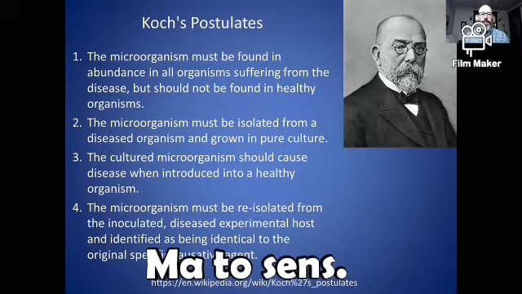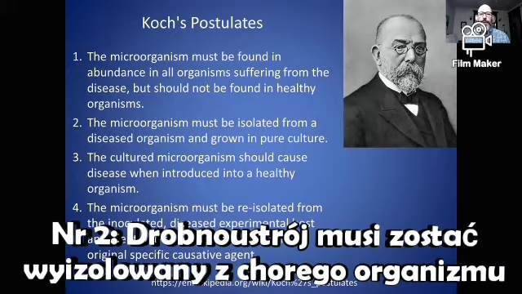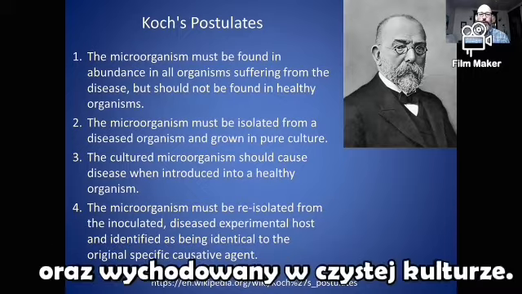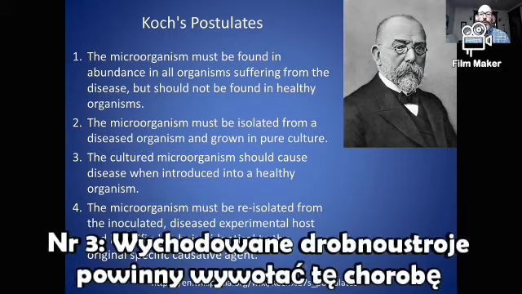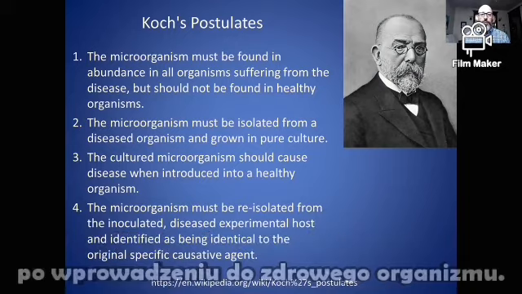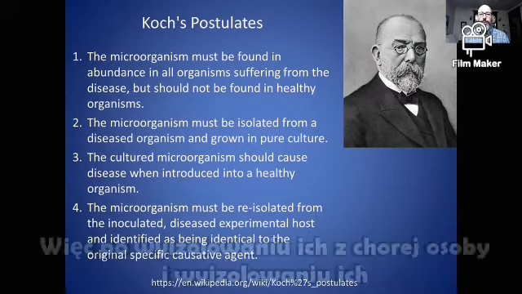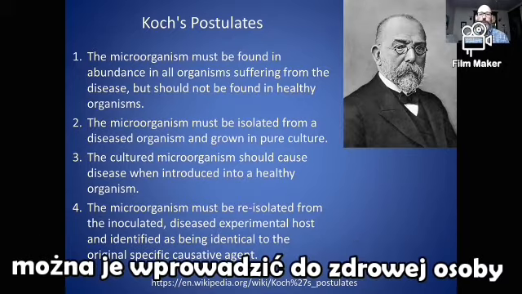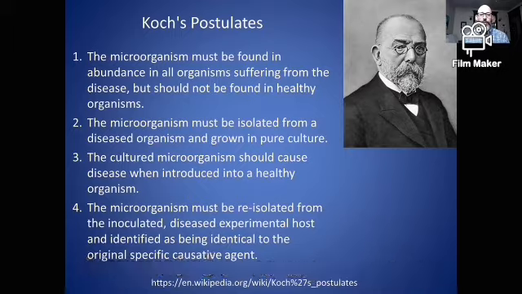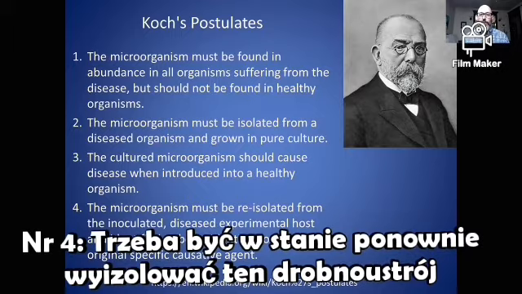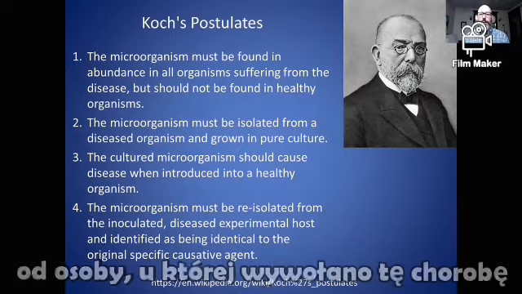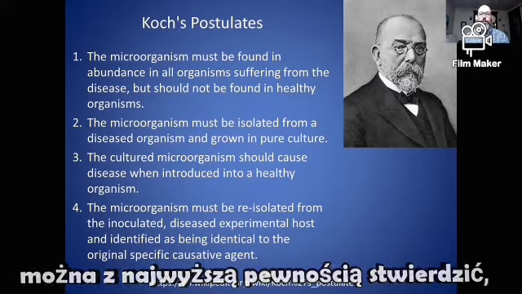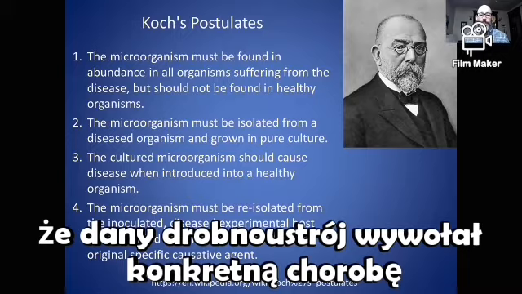Pretty common sense. Number 2, the microorganism must be isolated from a diseased organism or a person and grown in a pure culture. 3, the cultured microorganism should cause disease when introduced into a healthy organism. So once you've isolated it from a sick person and purified it, then you can put it into a healthy person and cause the same disease. And 4th, you must be able to re-isolate that organism from the person that you made sick. And if you can do all these steps, you've proved pretty much conclusively that that microorganism or germ causes the disease.